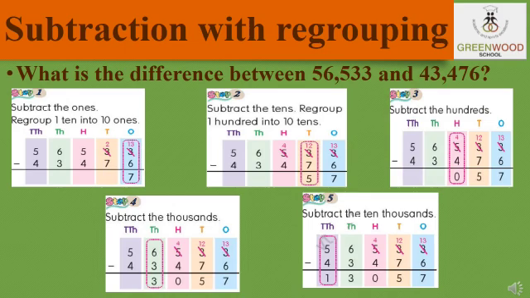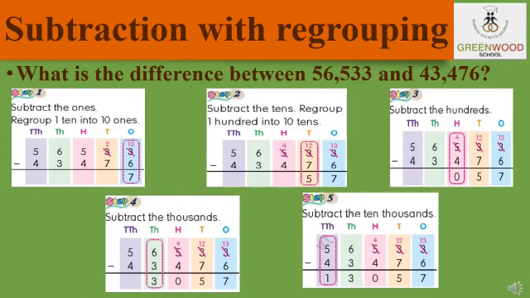What is the difference between 56,533 and 43,476? First, write all the numbers and their respective places. Now, step 1, subtract the ones. That is 3 minus 6. Is it possible? No, ma'am, because 3 is a smaller number while 6 is a bigger number. So now, what to do?